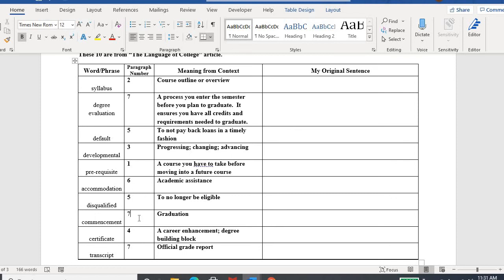Commencement in paragraph 7 is just a fancy word for graduation. They call that the commencement ceremony. What you're doing is you're graduating. Commencement itself literally means to begin, because you are beginning a new stage of your life.